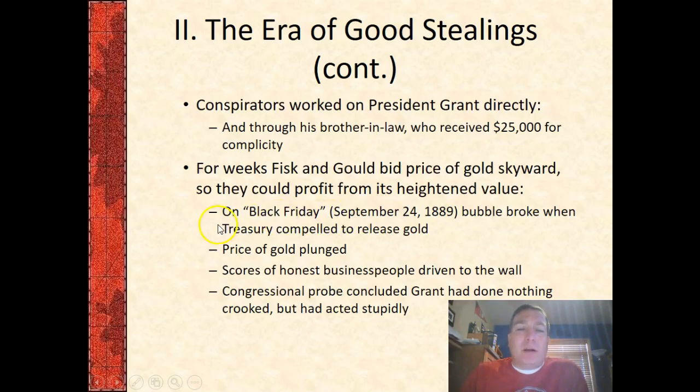When the bubble broke, we had a bunch of people who were crashed out because they were too strung out on gold, where they bought too much at too high of prices.